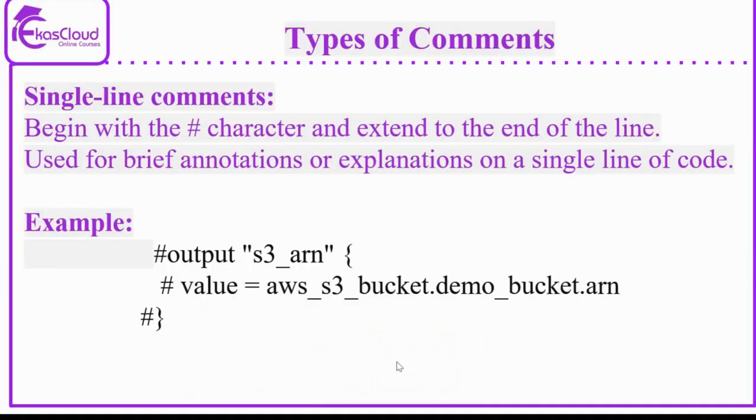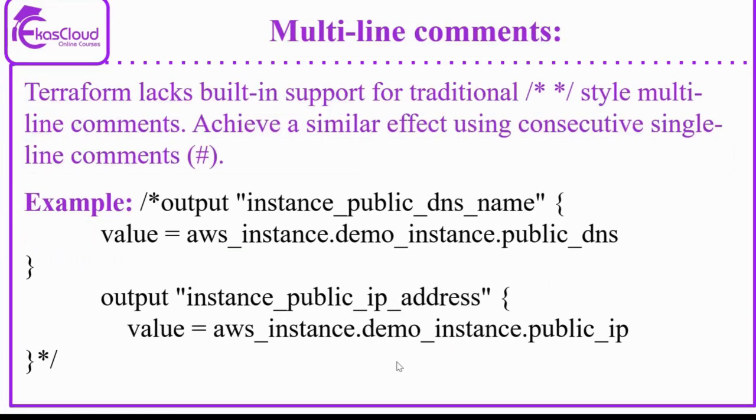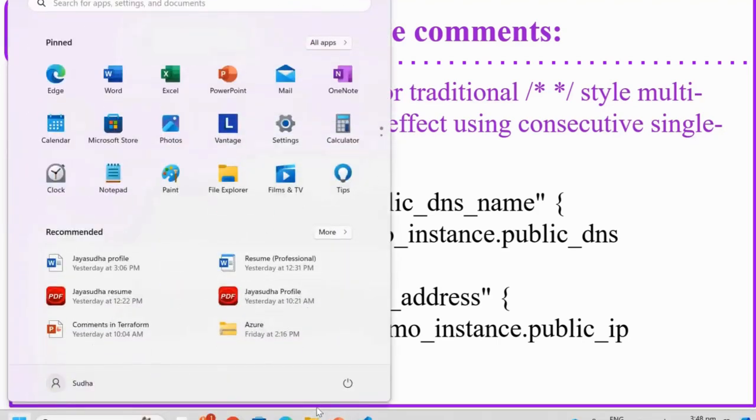Next, I am going to explain multi-line comments. Terraform lacks built-in support for traditional slash star followed by star slash style multi-line comments in some contexts, so you can achieve a similar effect using consecutive single line comments. This is the sample output block. Here I used multi-line comments. At the beginning you have to specify slash star, and at the end you have to specify star slash. Now again I am going to open my Visual Studio Code.